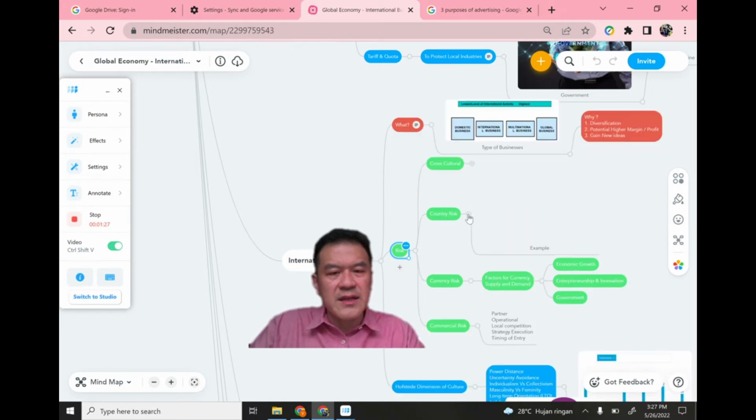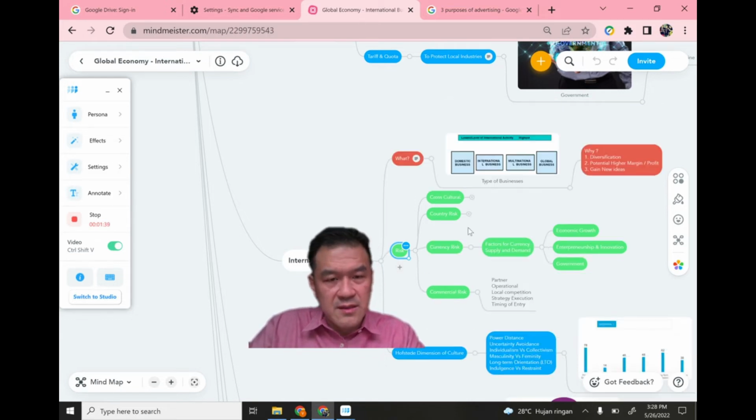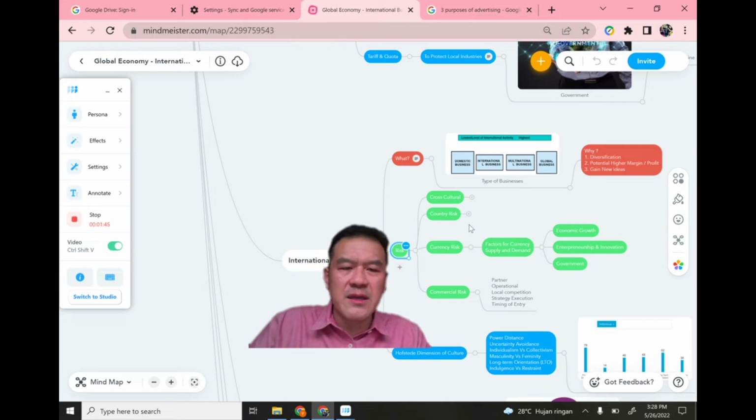Then we see there's a country risk. An example of country risk is Guinness operating in Malaysia. Because Malaysia is a Muslim country, they ban the advertising of alcohol beverages. Currency risk: there are two factors of currency, supply and demand. The supply and demand are actually boosted by economic growth and economic innovations, and the government also plays an important role here in controlling the currency.